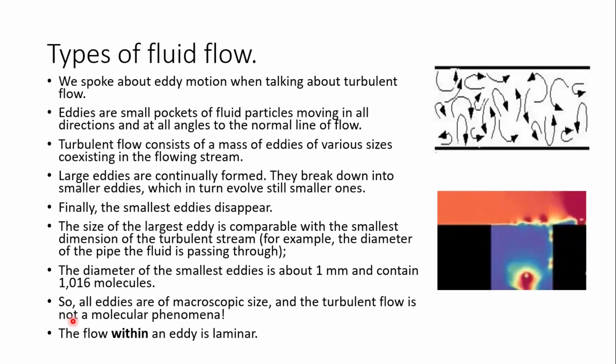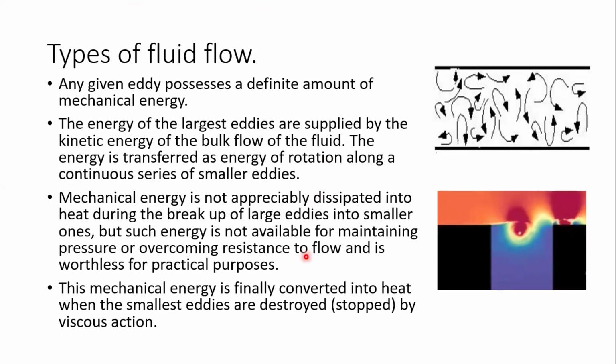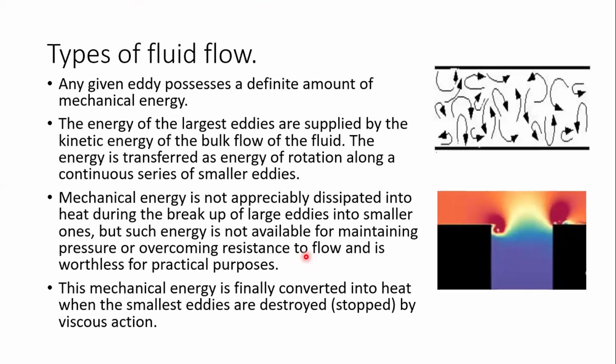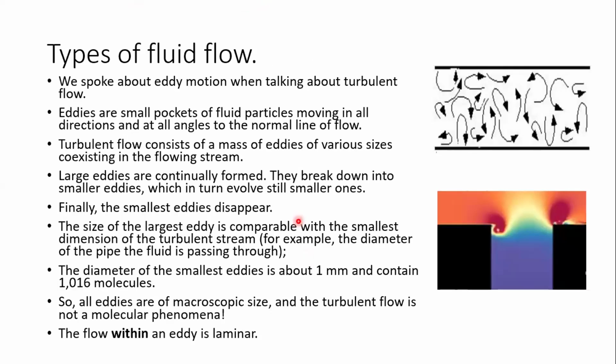When we look at the flow within an eddy, this is important to note, it is laminar. So even though eddies contribute to what we call turbulent flow, if we pick just one eddy, the flow in the eddy is going to be laminar. Is that okay? Are there any questions before we continue? Okay, sure. Are there any questions before I continue from there? Okay, then let's move on.